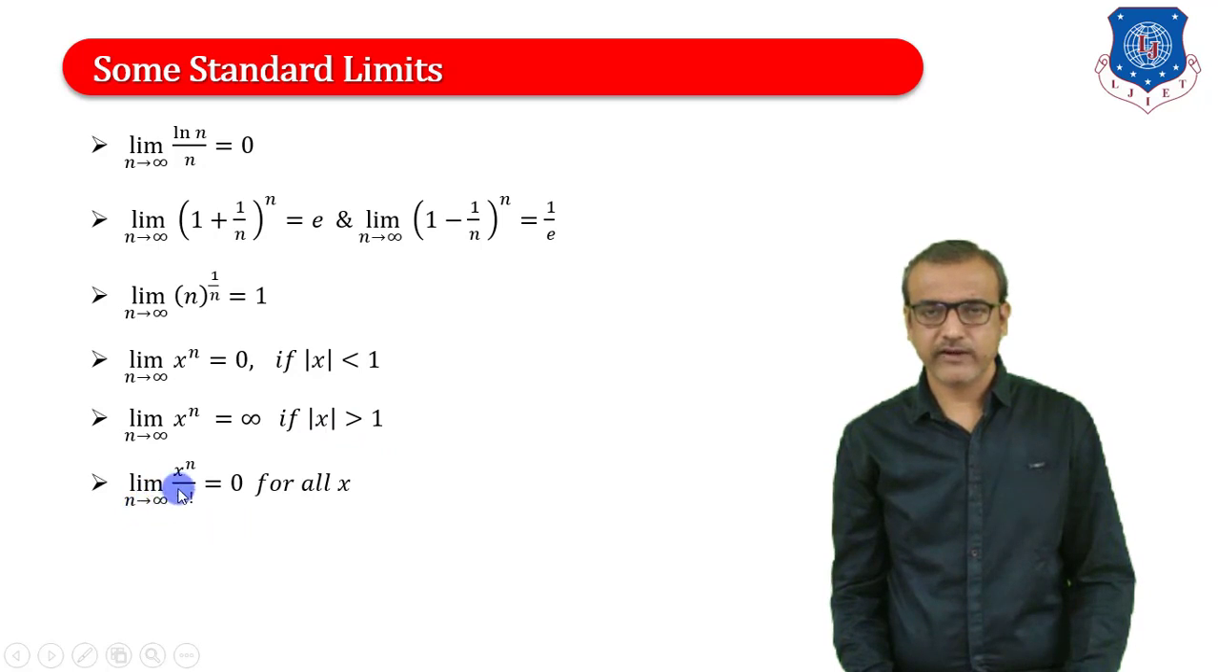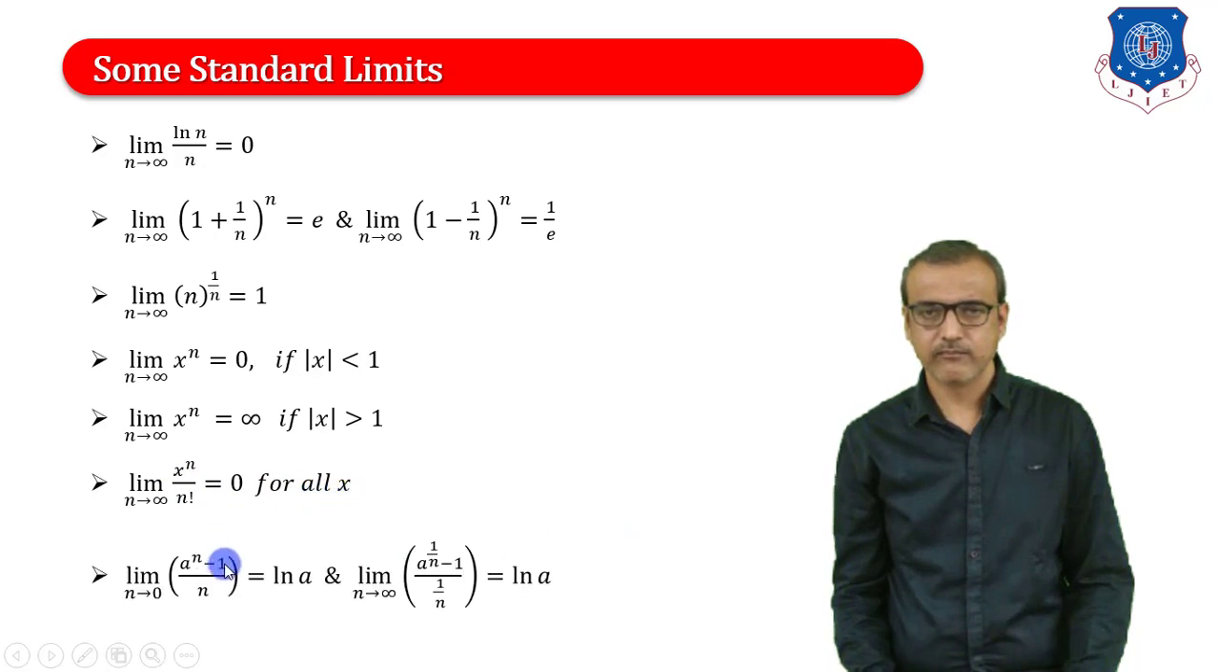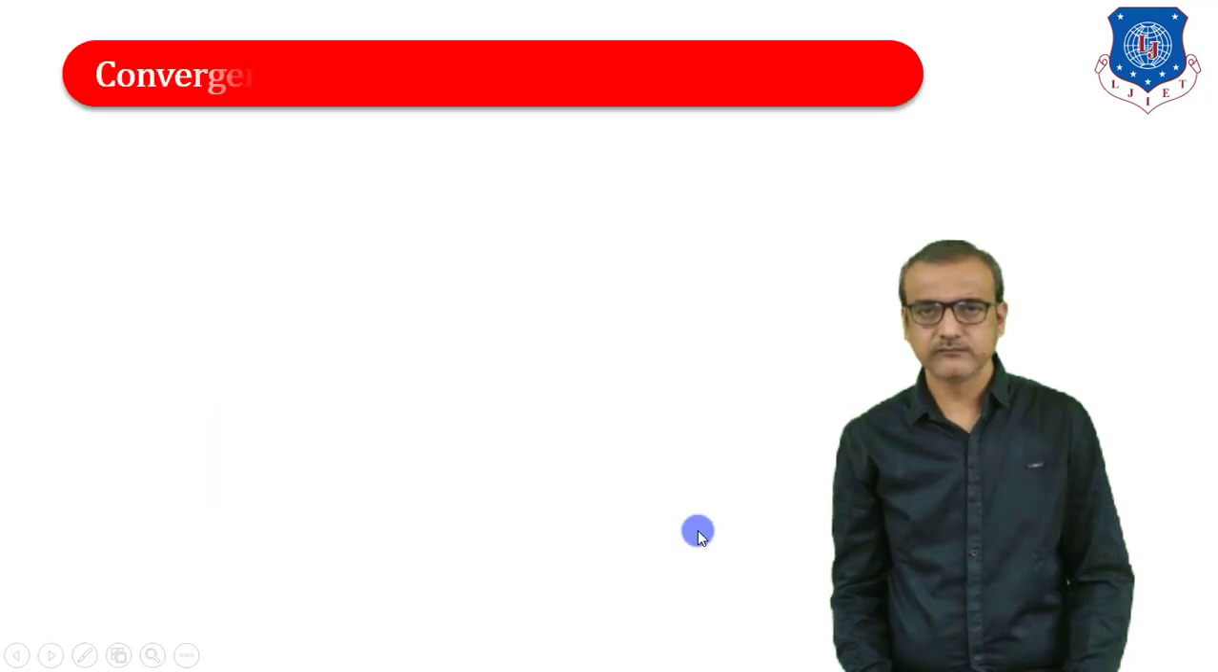Limit n tends to infinite x raised to n over n factorial equals to 0 for all x. Limit n tends to 0 of (a raised to n minus 1) over n equals ln a, and limit n tends to infinite of (a raised to 1 upon n minus 1) upon 1 upon n equals ln a. So these are some standard limits, and you have to remember the limit of these functions.